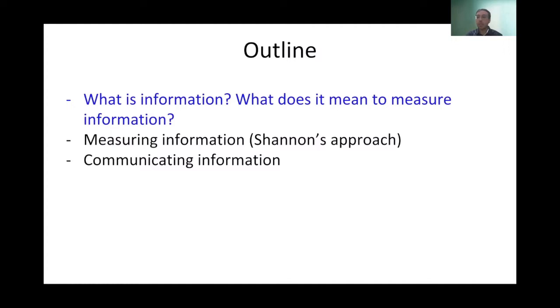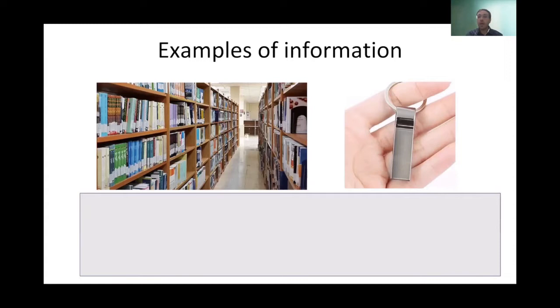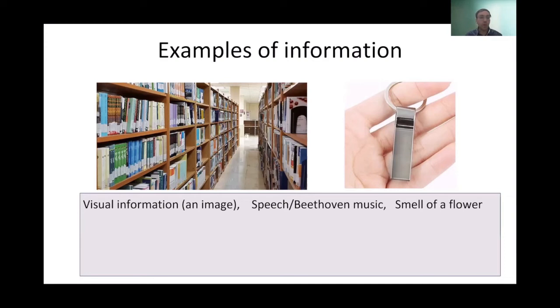What is information? It is hard to formally define information, but we can give examples of information. When we think of information, we might think of books, or hard drives or memory sticks. These are all examples of information sources. An image can have information. You might have visual information, a video, for instance. Information can be in the form of speech, music, voice. It can also be in terms of the smell of a flower. That also contains information.